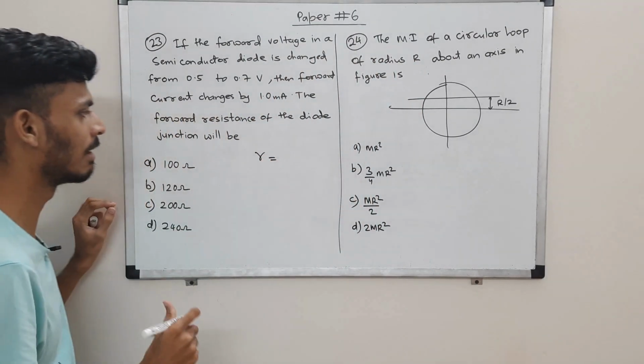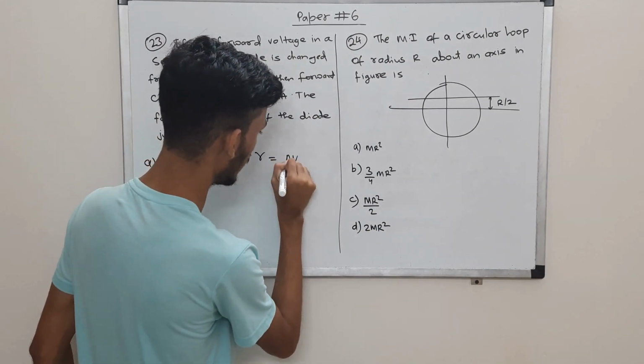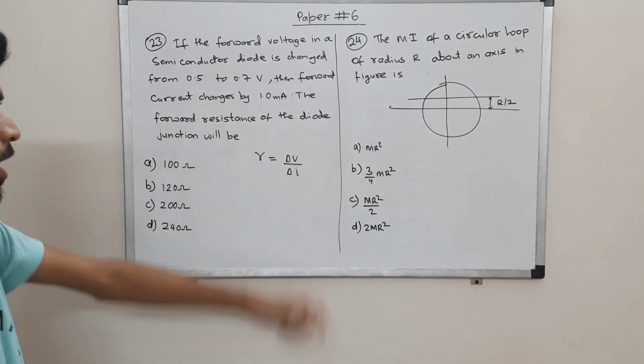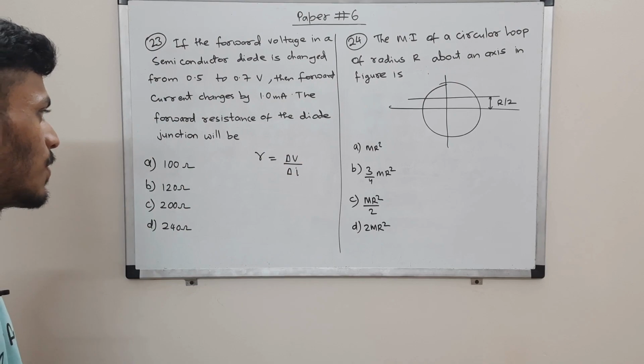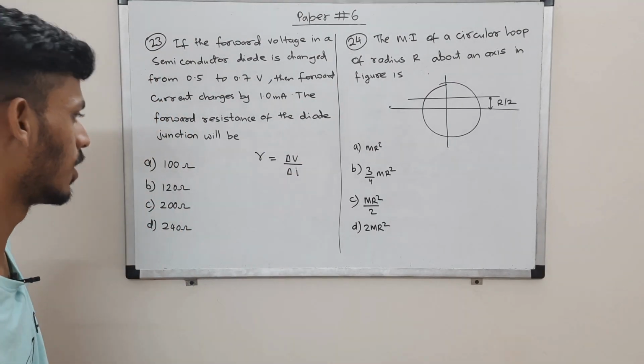You might have seen it in your NCERT. It's basically like Ohm's law. Delta V by delta I. Delta V is equal to IR. So it's the same thing here. Basically, it's the dynamic resistance for a diode.